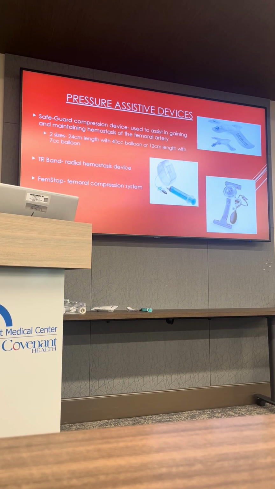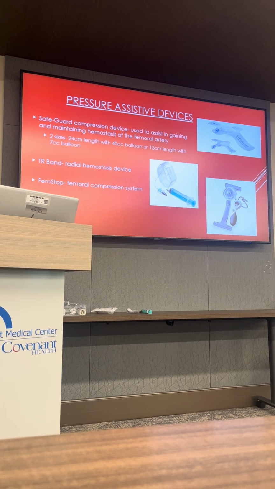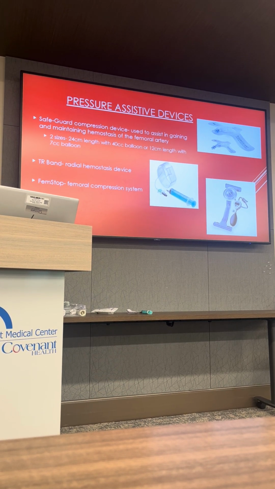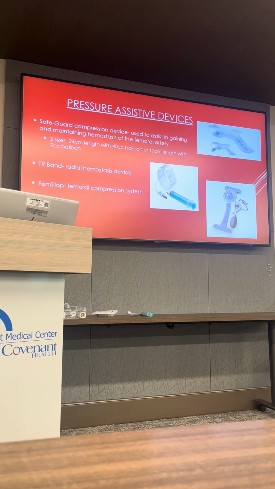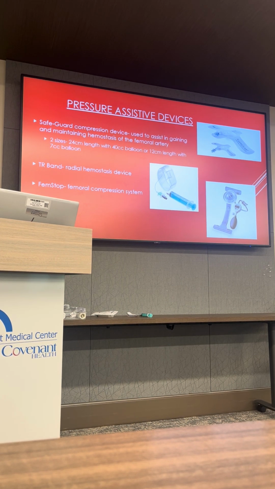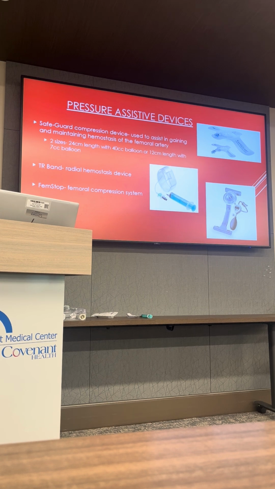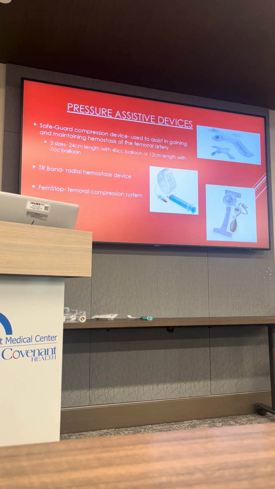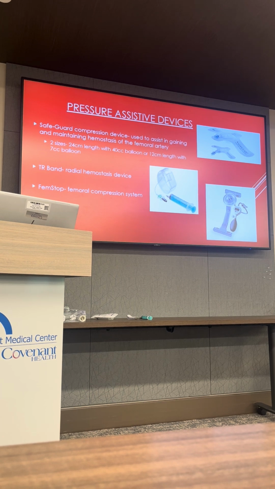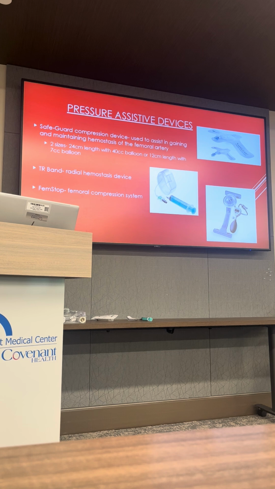It's typically a compression device that we use after a lot of our structural cases. You see them on CTSU quite often. In the ICU, you'll see them every now and then, just not as frequently. It's typically used to assist in gaining and maintaining hemostasis for a femoral artery. There's two separate sizes. There's a 24 centimeter one, and then there's also a 12. The 24 holds 40 cc's of air, and then the 12 holds 7.